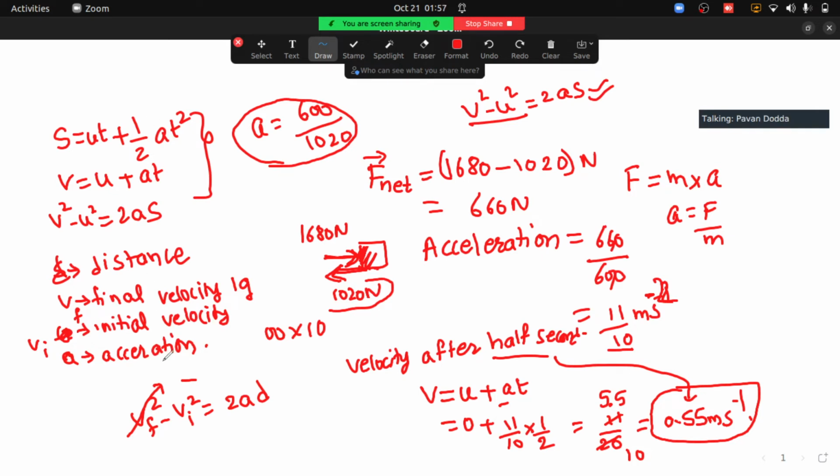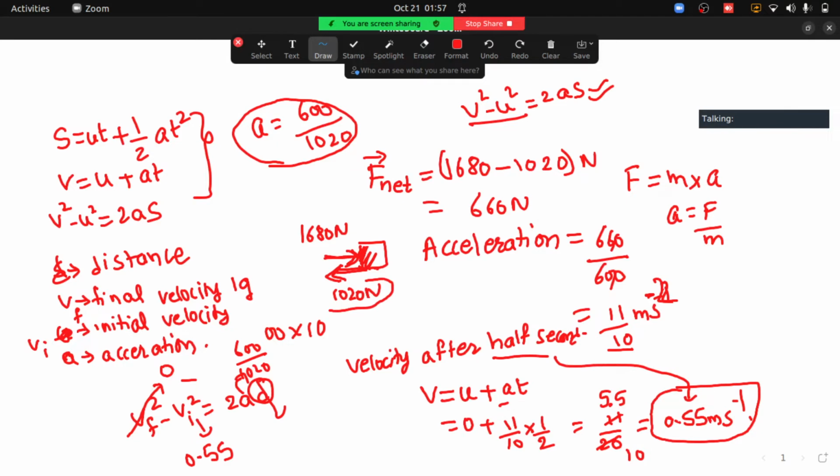When it stops, its velocity will be 0, and its initial velocity is given as 0.55. Its acceleration we just figured out, 600 upon 1020, and you just need to find the value of d. You can substitute these values and get it, as homework or later. It's just a calculation part.